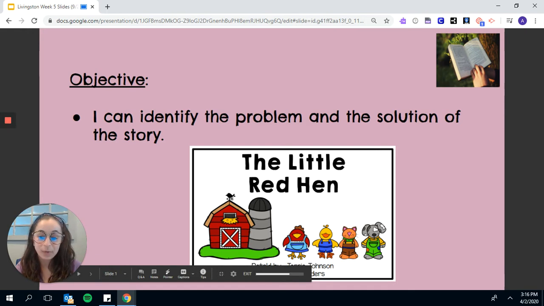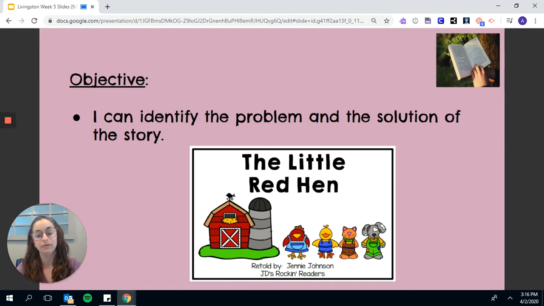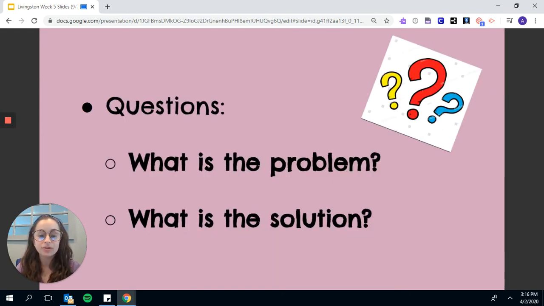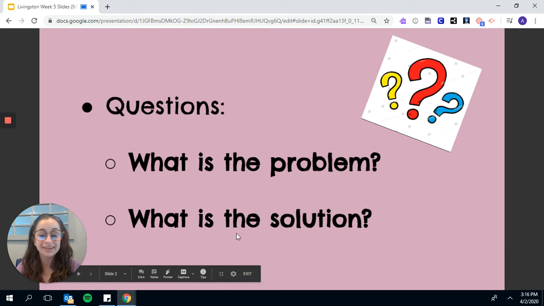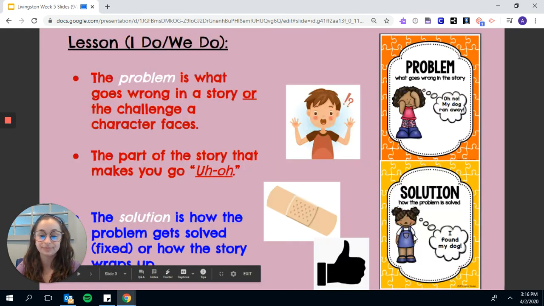Today we are going to continue reading The Little Red Hen that we started with Miss Johnson yesterday. Our objective for today is I can identify the problem and the solution of the story. First we're going to learn about problem and solution, and then we're going to read the story. Here are two major questions that we will answer today. The first one is, what is the problem? The second question is, what is the solution?